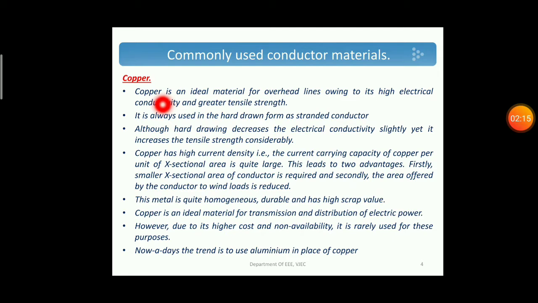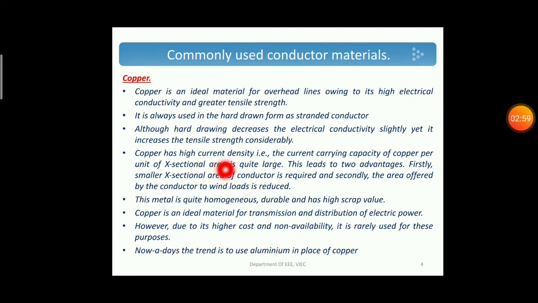First one is copper. Copper is an ideal material for overhead lines owing to its high electrical conductivity and greater tensile strength. Copper is usually used in hard drawn form. That means it will be passed through a number of dies so that its size will be reduced and it will have high tensile strength, and it will usually be in stranded form. By hard drawing, electrical conductivity of the copper slightly reduces, but it increases the tensile strength considerably.